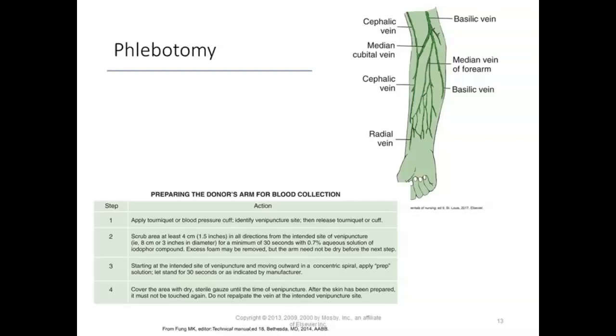So yeah, cleaning the arm, they of course tie a tourniquet around the arm, and they scrub the area at least 4 centimeters in all directions from the center outwards. What does that sound like? The same way we would collect a blood culture, right? You're trying to make that area of the venipuncture sterile.